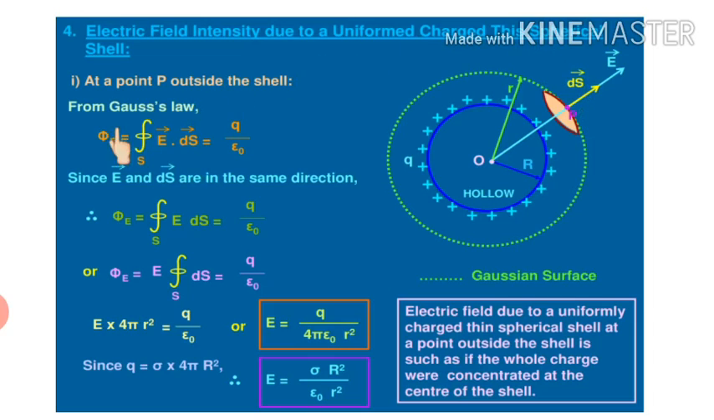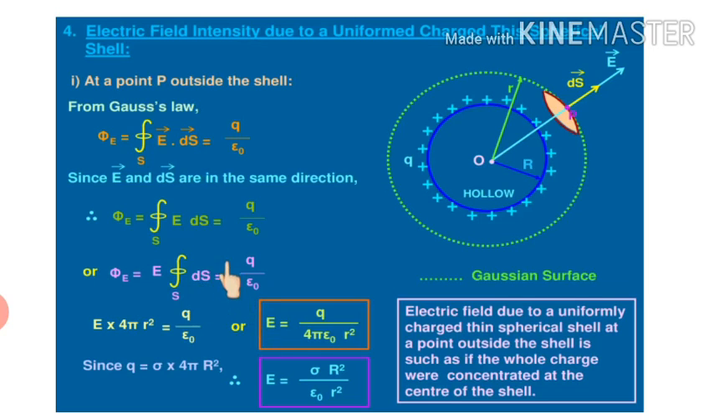So from Gauss law, what we have written is phi equals closed integral E dot ds equals q upon epsilon naught. Now we know E and ds are in the same direction, so theta will be 0, so cos 0 will be 1. So directly we can write phi equals closed integral E ds equals q upon epsilon naught. Now E will be constant, so that's why E is taken out of the integration. So here we are on this particular step. I think this is clear.